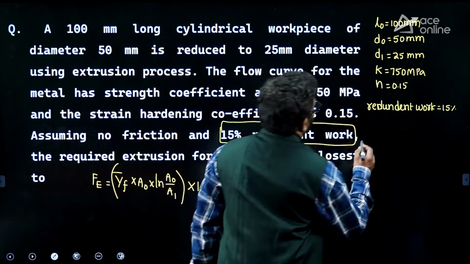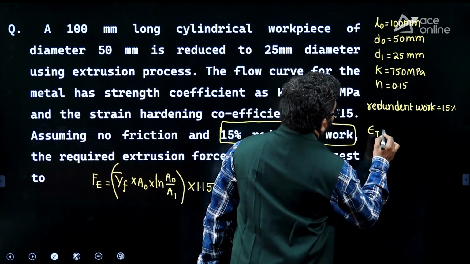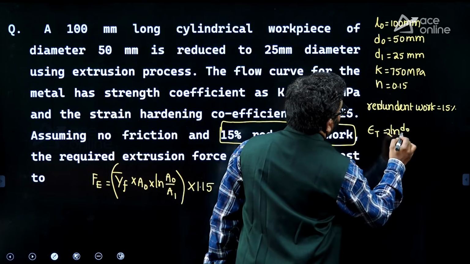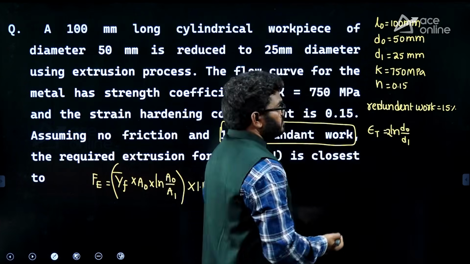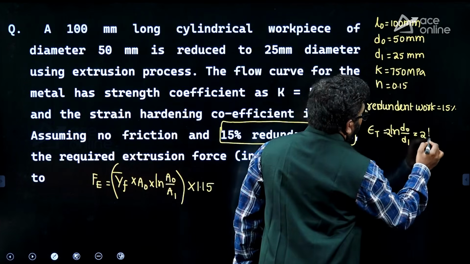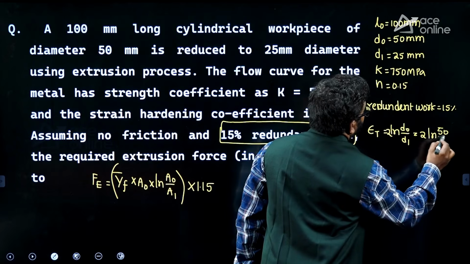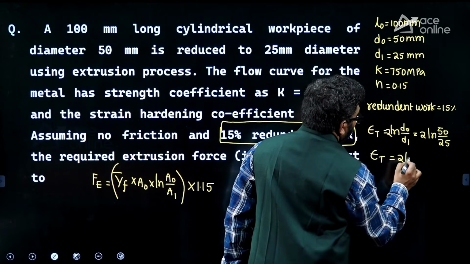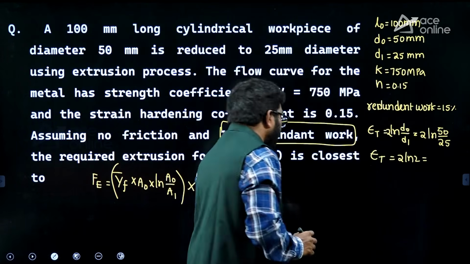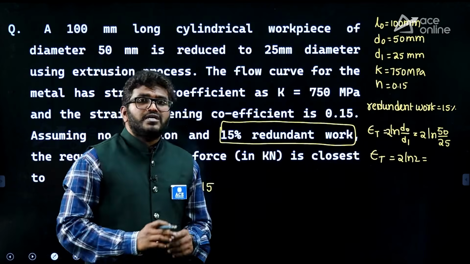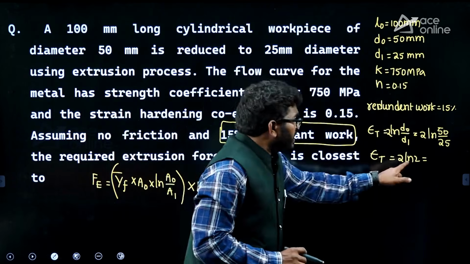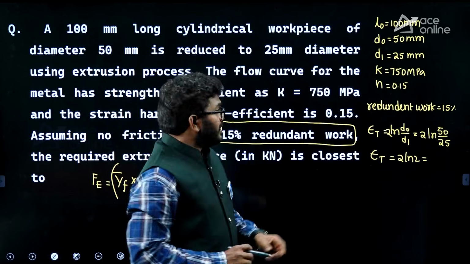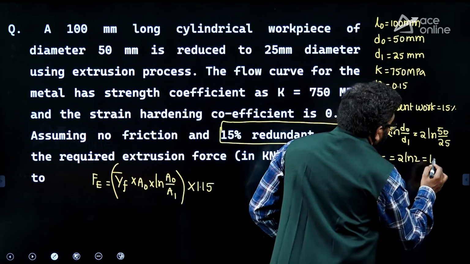Now, calculate Y bar f. First calculate epsilon T, that is ln A naught by A1, or 2 ln D naught by D1. So, 2 ln 50 by 25. Okay, so epsilon T is equal to 2 ln 2. I already said to you even in the classes, for competitive exams you should remember the ln 2 value. ln 2 is 0.68 or 0.69. Then into 2, you will get 1.38.